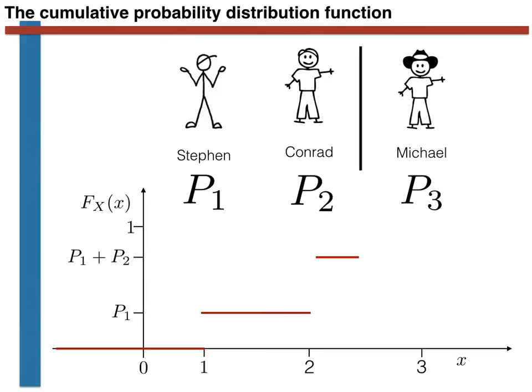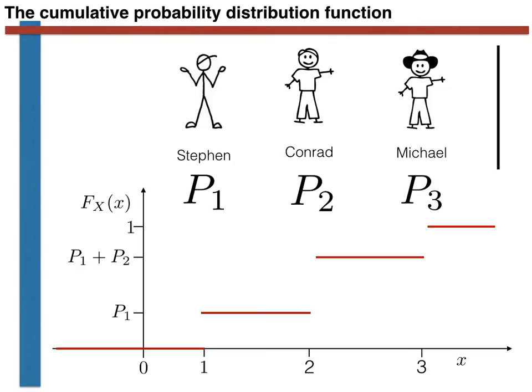Between 2 and 3, the value of the cumulative probability is once again constant, as no new outcomes from the sample space enter the subset. However, all three outcomes, Stephen, Conrad, and Michael, have x values less than or equal to 3, and thus at x equals 3, the cumulative probability distribution function jumps to 1, suggesting that generating a random variable less than or equal to 3 is assured.